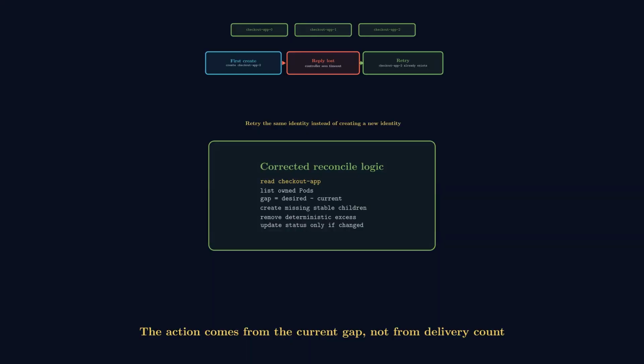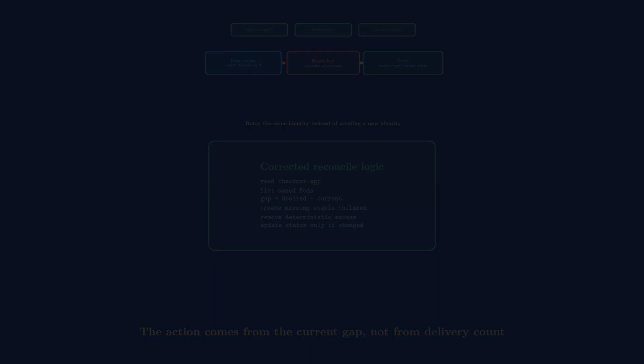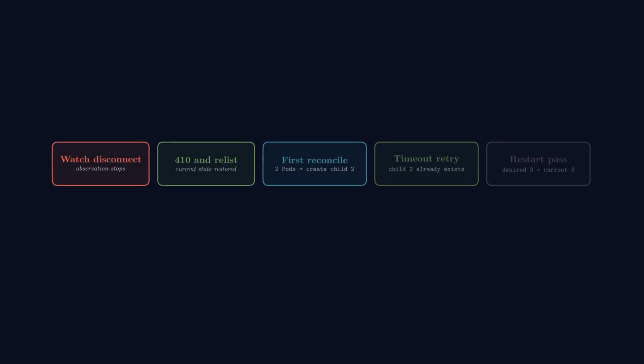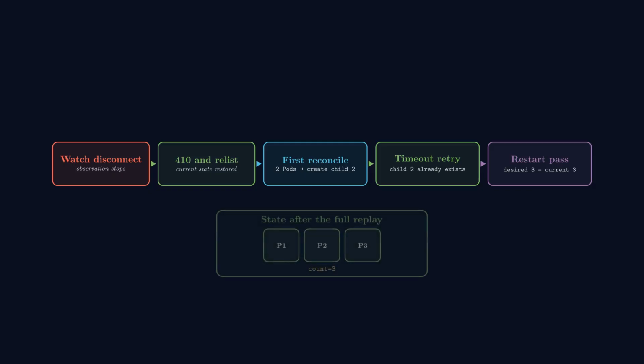Now we test the fix by repeating the same problems. The watch connection breaks again. The old history is unavailable, and the reflector fetches the current state again. The checkout app key reaches the controller, and the API request times out. The key is retried, and the controller also restarts. But this time, before doing anything, the controller checks the latest state. So repeated checks no longer create extra pods.